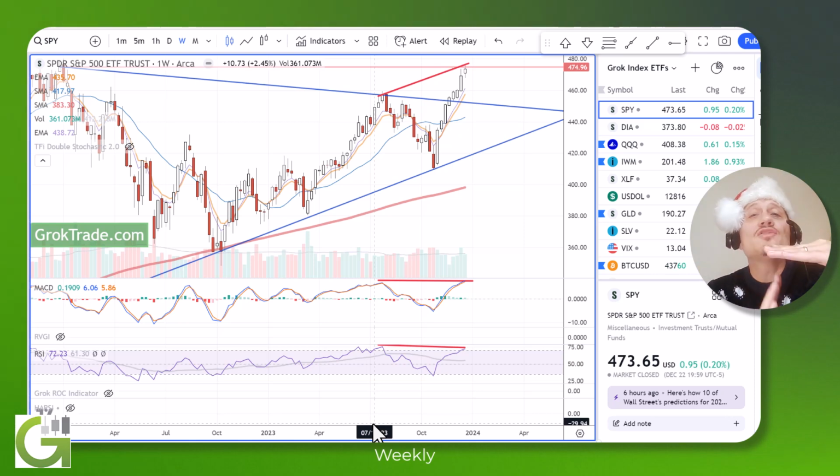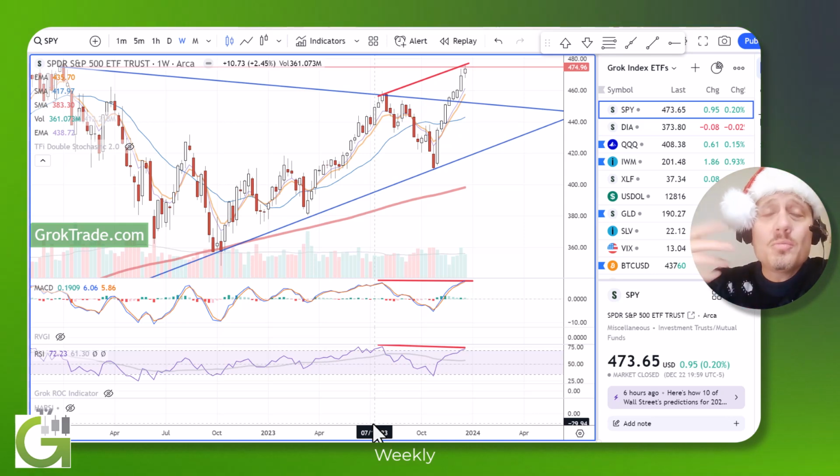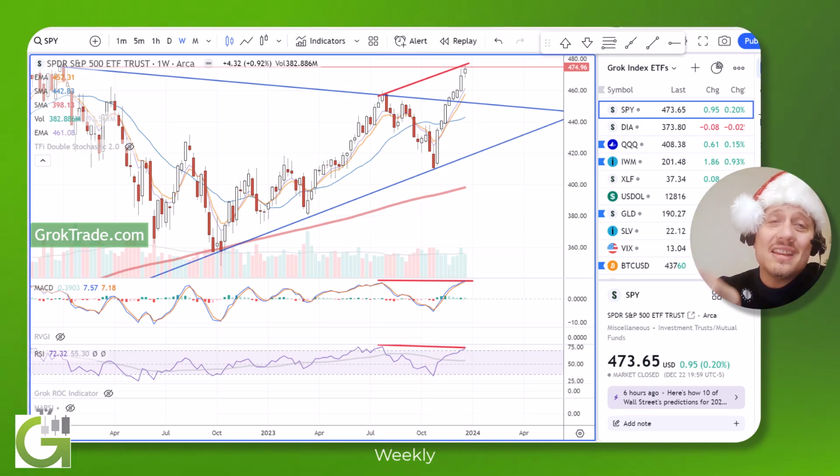We kept hitting these areas of resistance and blowing right through them. Another area of resistance, blowing right through it. Another area of resistance, blowing right through it. That is a telltale sign of a Santa rally. Do some research and find out about the Santa rally. Speaking of that, I should quickly show you guys.